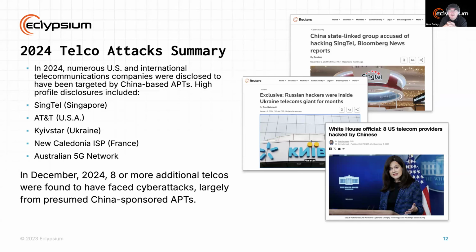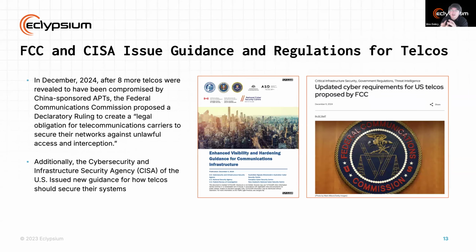We also saw a couple other telcos, like one in the Ukraine, one in France, and then we also just recently had an announcement from Australia saying that they will refuse to use any Huawei equipment because they believe that it's likely already been compromised by the time that they receive the equipment. So, even as of December 8th, we've heard about 8 or more additional telcos that are facing these same cyber attacks that are largely from these nation state actors.